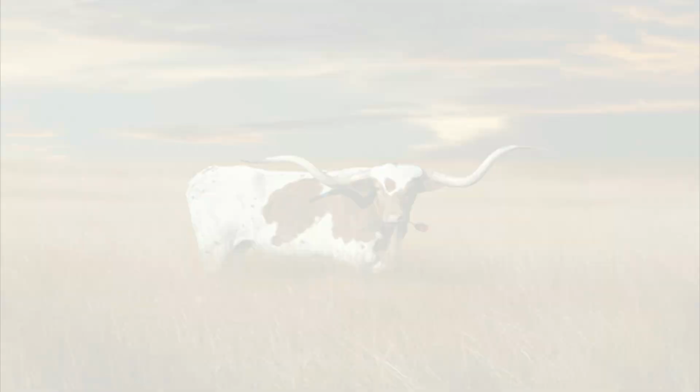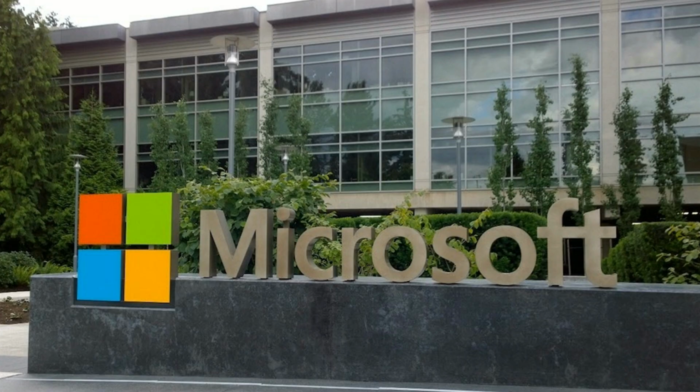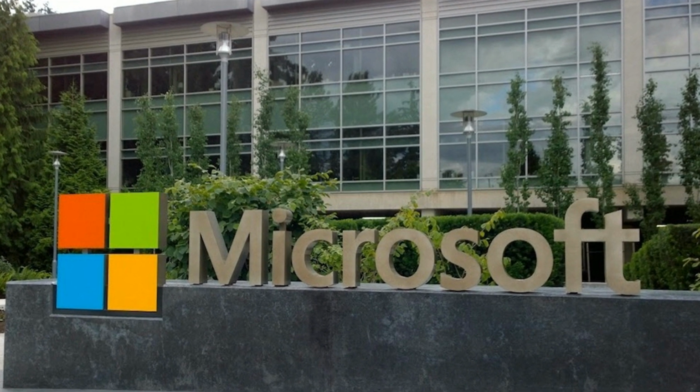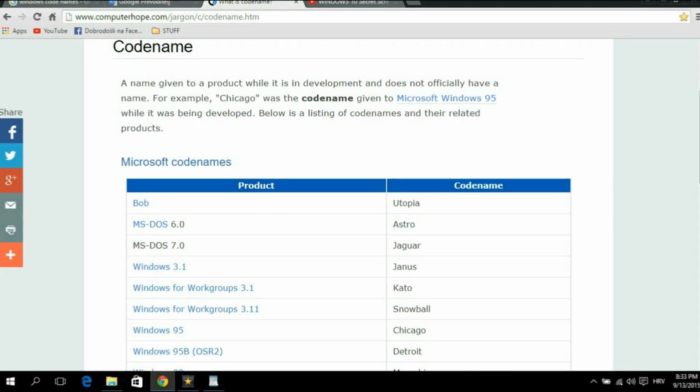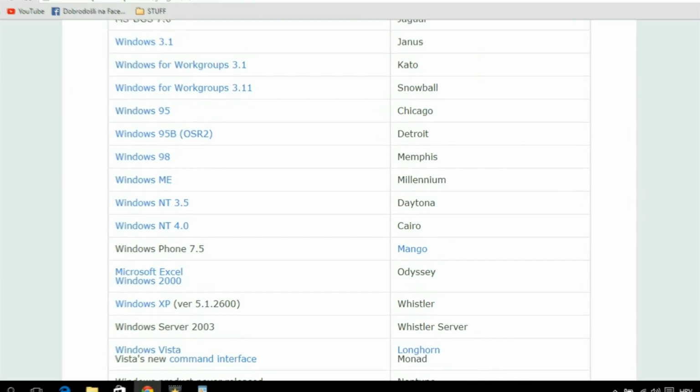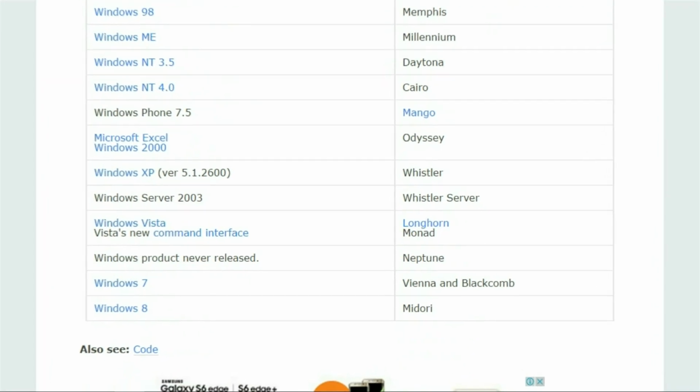Random pictures, you say? Or are they? You see, they all actually have one thing in common. They represent code names of certain major Windows releases in their development phase.